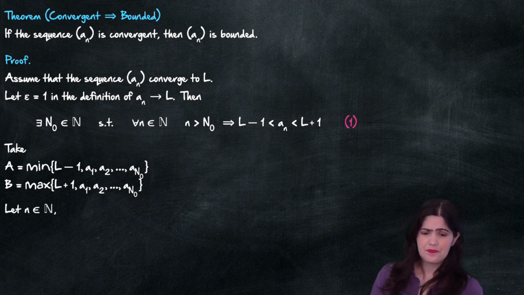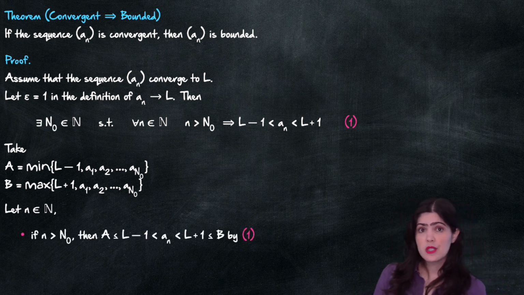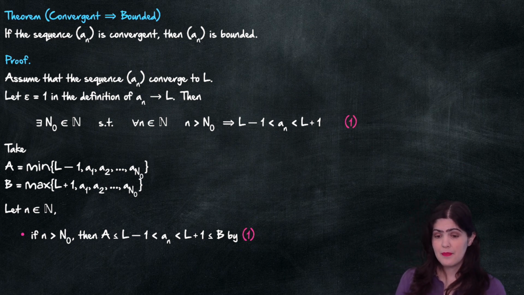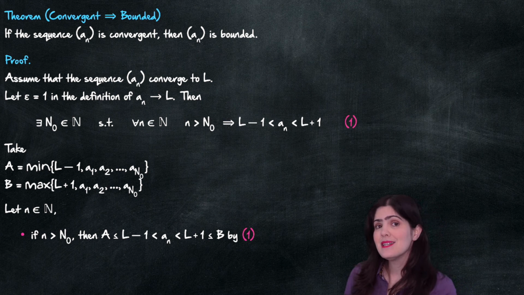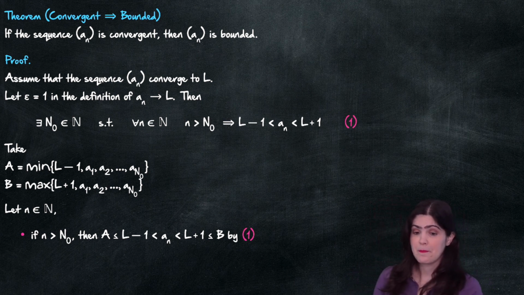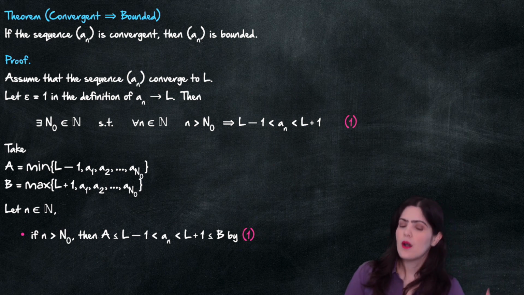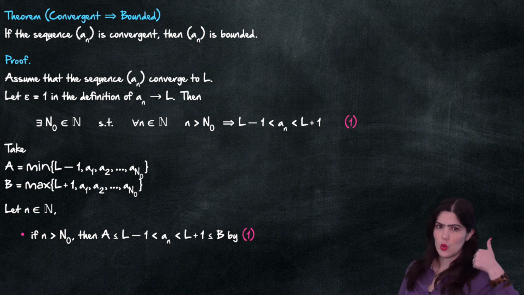But you see, now if I pick a natural number n bigger than n naught, then I know that A is less than or equal to L minus 1 by the definition, and now I know that a_n is bigger than L minus 1 because n is bigger than n naught. And a_n is also less than L plus 1, which is less than or equal to B. Good, we used the first one.